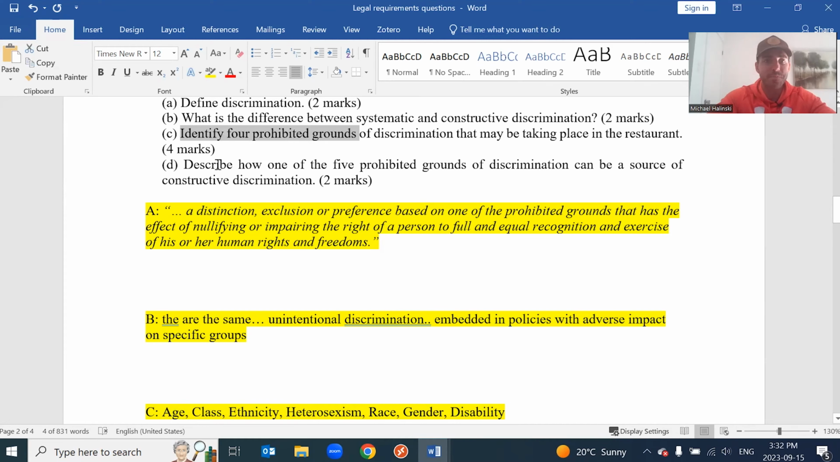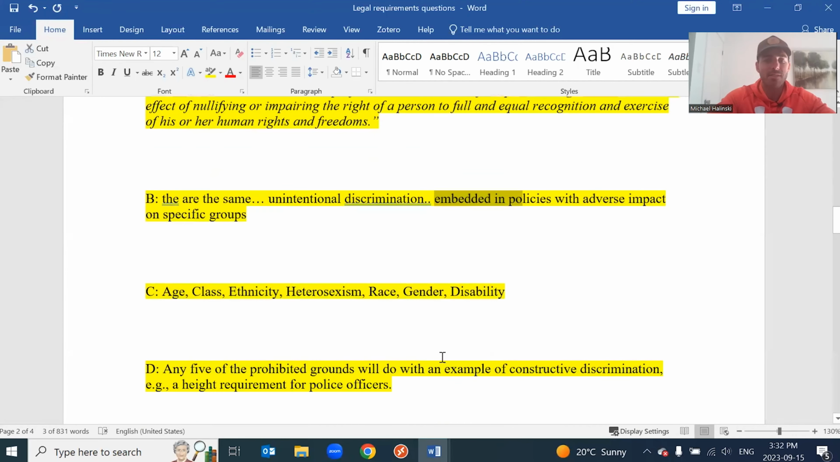In this particular setting, all of these could be, so I don't think you really need to discount any of them. Describe how one of the prohibited grounds of discrimination can be a source of constructive discrimination. Again, I told you constructive discrimination is embedding the discrimination within the policies. So here, I talk about constructive discrimination based on a height requirement.